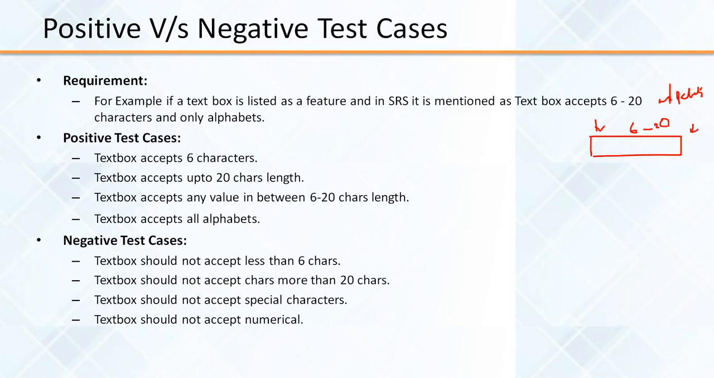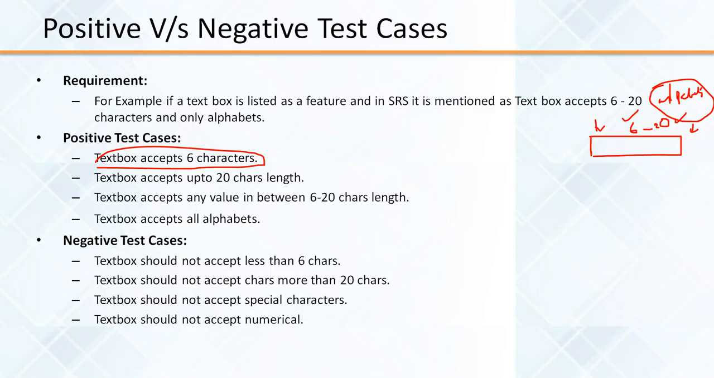These are the positive test cases. Text box accepts 6 characters. This is positive because the minimum range is 6. And text box accepts up to 20 characters in length. That is also correct, as per the requirement it will allow 20 characters. That is also a positive test case. Text box accepts any value between 6 and 20. That is also positive. Text box accepts all alphabets. That is also a positive test case because as per the requirement, it should allow only alphabets. So these are all positive test cases.